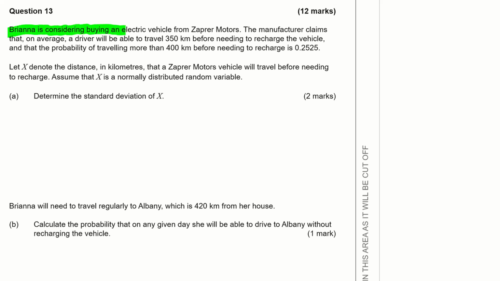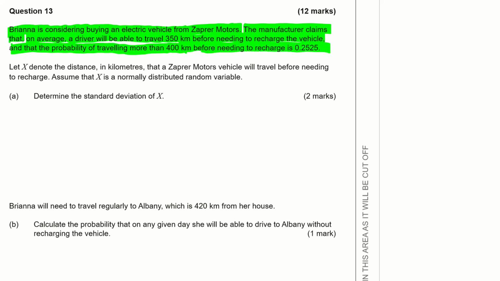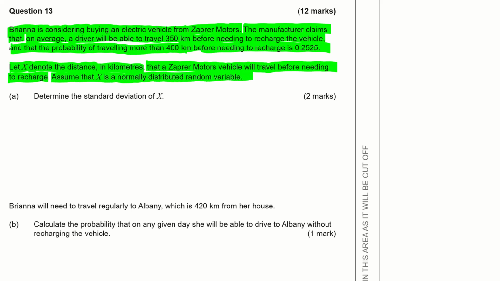Brianna is considering buying an electric vehicle from Zapra Motors. The manufacturer claims that, on average, a driver will be able to travel 350 kilometers before needing to recharge the vehicle, and the probability of travelling more than 400 kilometers before needing to recharge is 0.2525. Let x denote the distance in kilometers that a Zapra Motors vehicle will travel before needing to recharge. Assume that x is a normally distributed random variable.